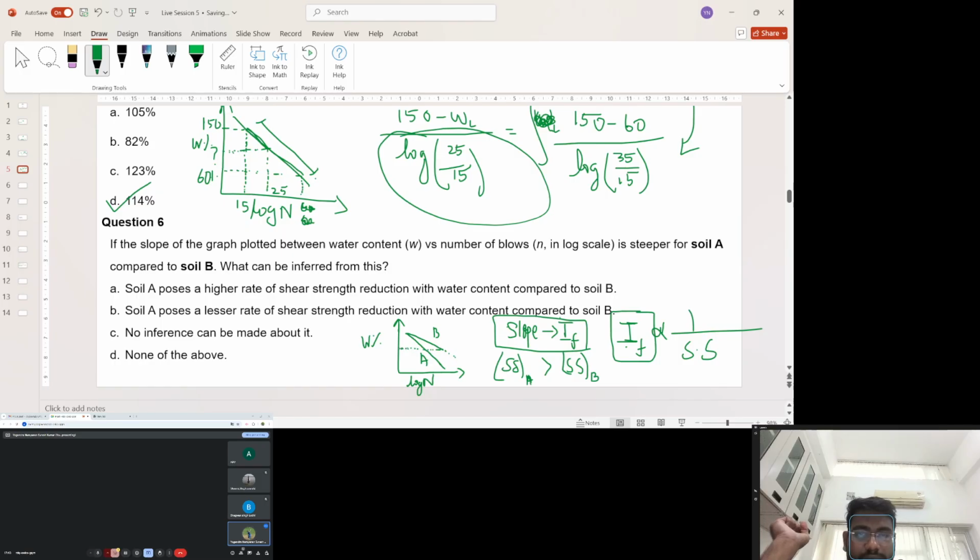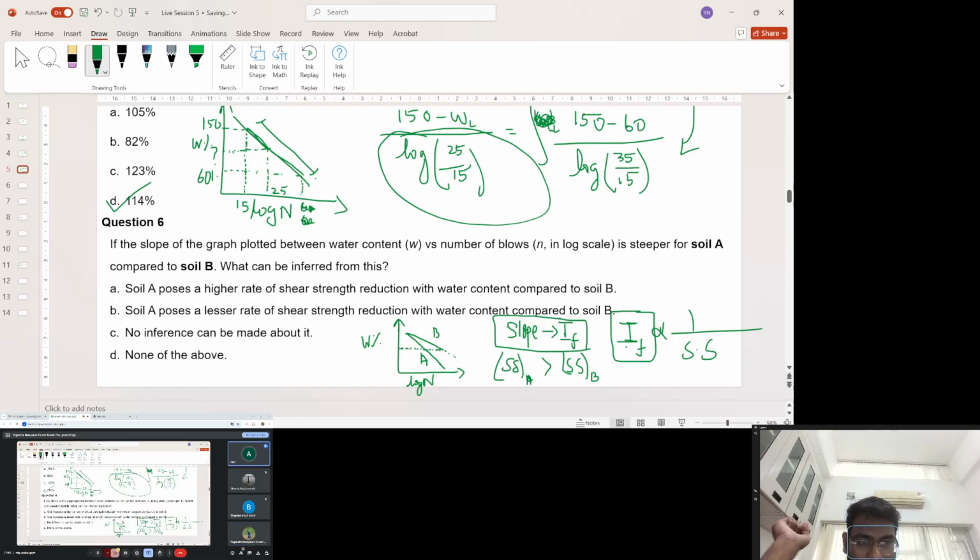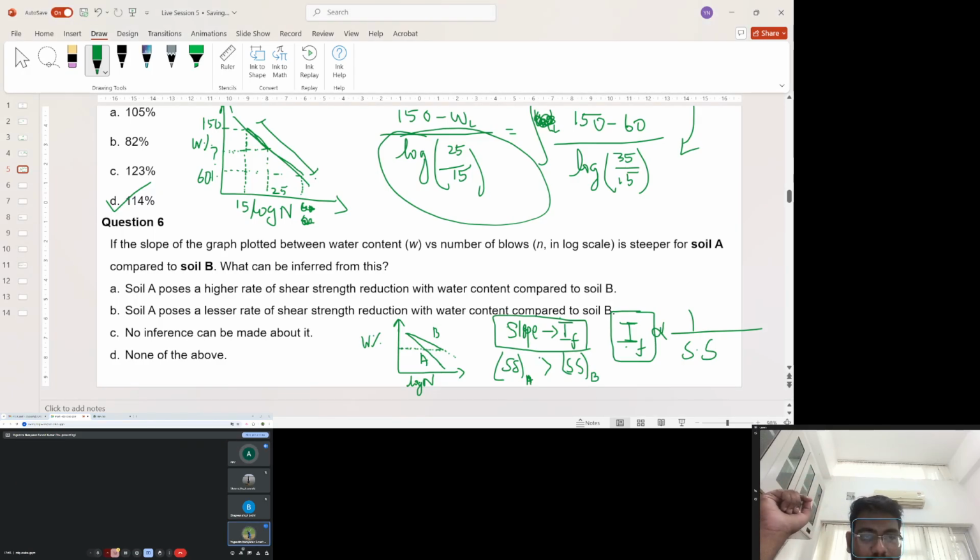Sir, can I interrupt, sir? Yeah, tell me. Soil A's flow index is more, sir. Yeah, that's why the shear strength should be less, no? Yeah, soil A's shear strength is lesser. Now it's okay. Yeah.